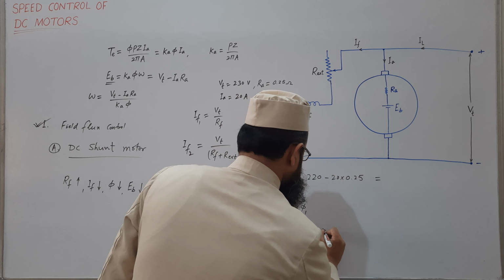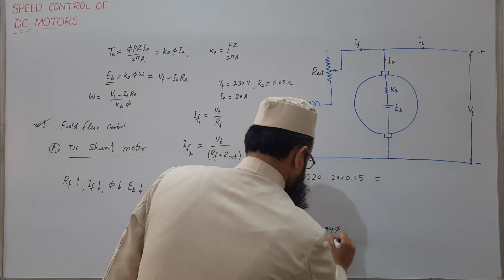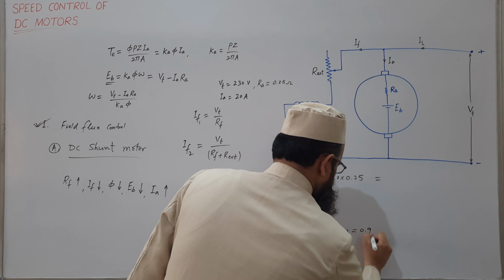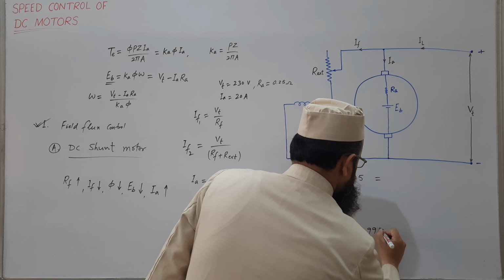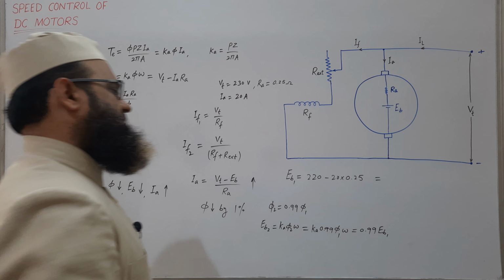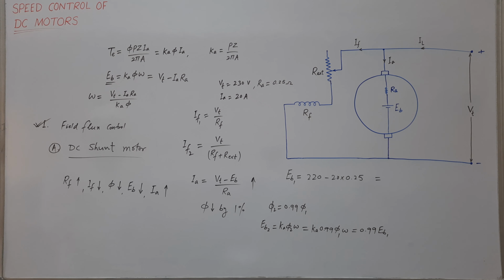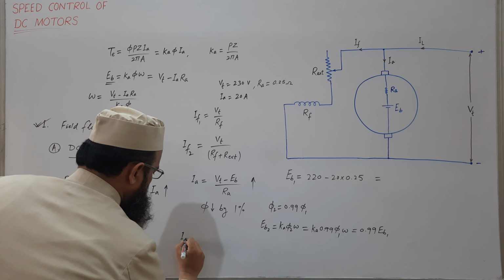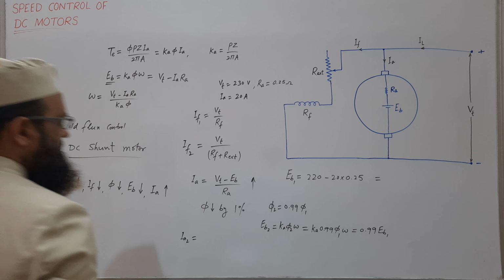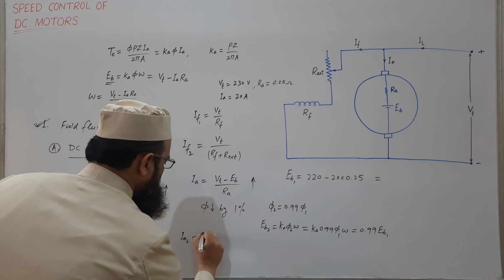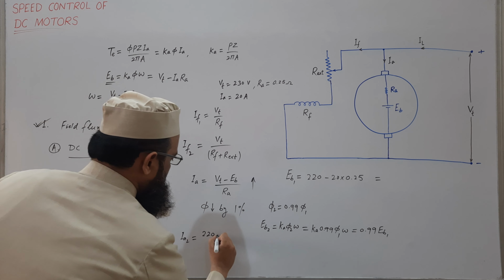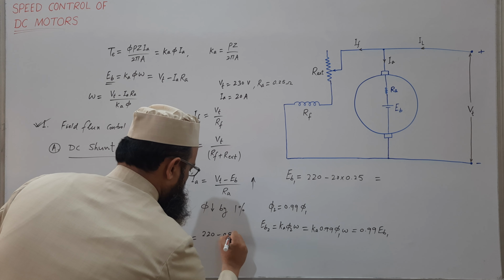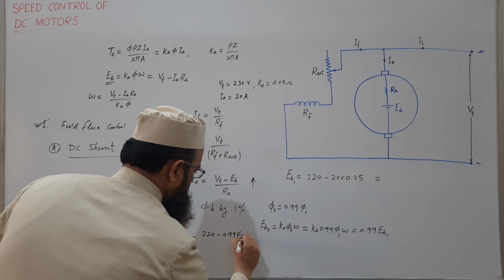This may further be written as Ka times 0.99 phi omega, that is 0.99 Eb1, fine. Now what happens to armature current? So Ia, let us represent Ia2. Ia2 becomes Vt, which remains the same, the terminal voltage, minus Eb2, that is 0.99 Eb1.